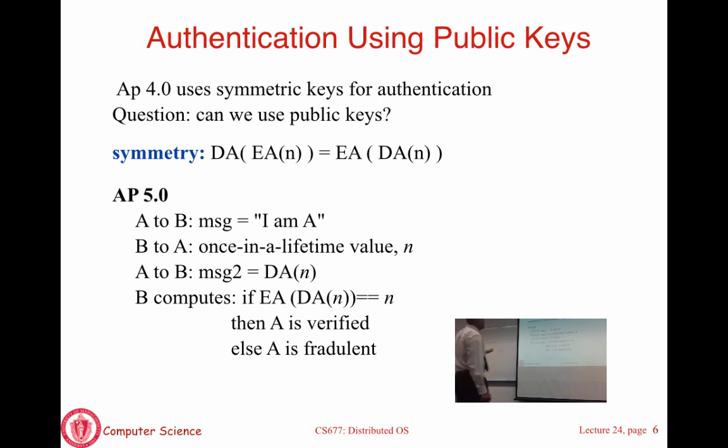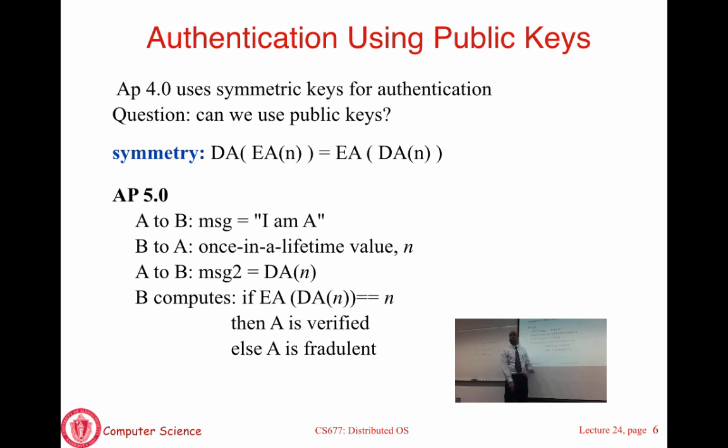Now with that, here is how this authentication protocol is going to work. Alice can send a message to Bob saying, I'm Alice. Bob is going to say, here is a once in a lifetime nonce, prove to me you're Alice. Alice is going to take her private key, which is only known to her, and encrypt that nonce and send it back.